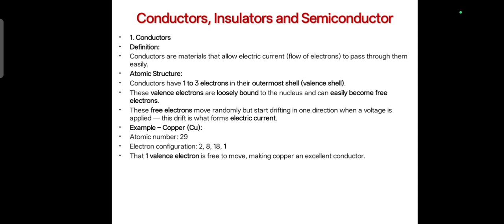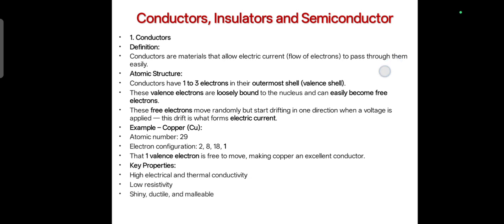So what are the properties of conductors? First, high electrical and thermal conductivity, then low resistivity, shiny, ductile and malleable. Different examples of conductors are copper, silver, aluminium and gold. As for application, conductors are used for electrical wiring, connectors and bus bars. So this is all about the conductors.